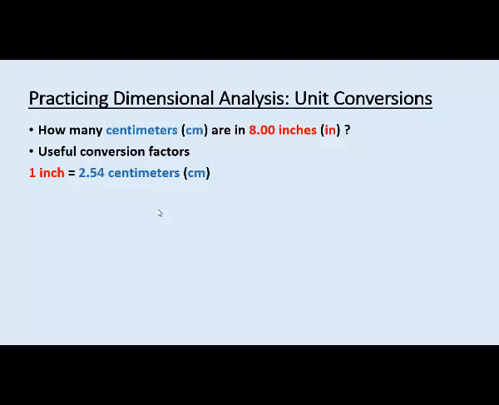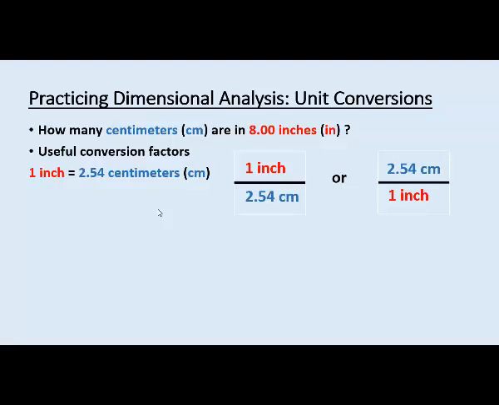This is a fairly simple conversion. It should only take one step to convert the units. And so I need to decide, okay, well, what are the fractions that might be useful here? Well, I could have 1 inch over 2.54 centimeters as one possible fraction I could write, or the other fraction we had written was 2.54 centimeters over 1 inch.